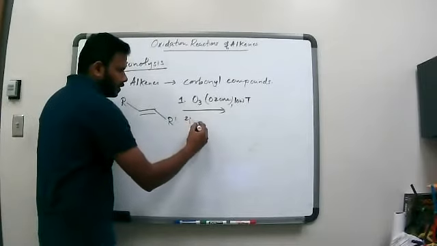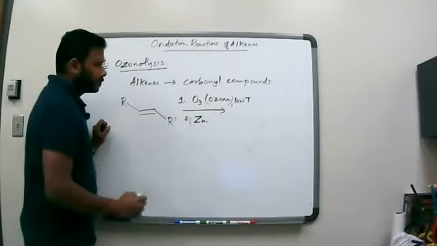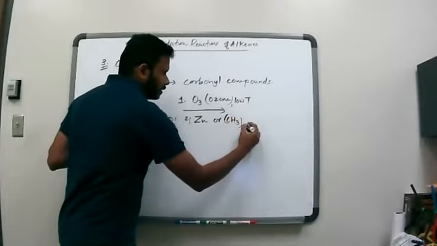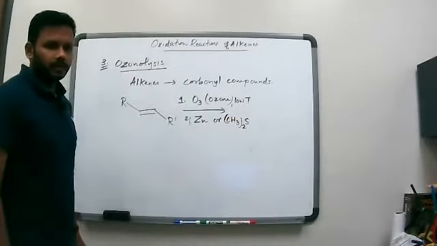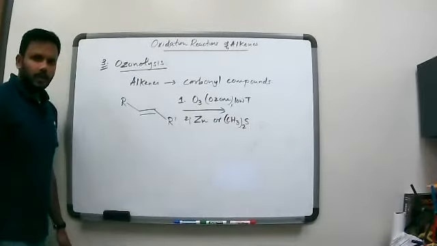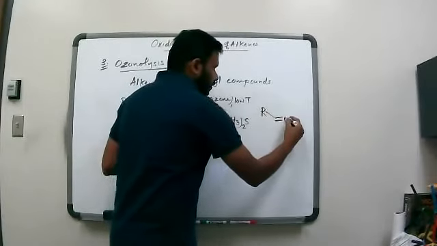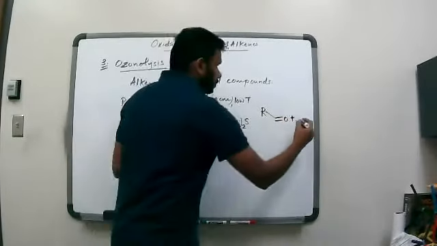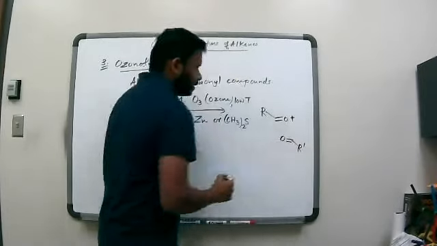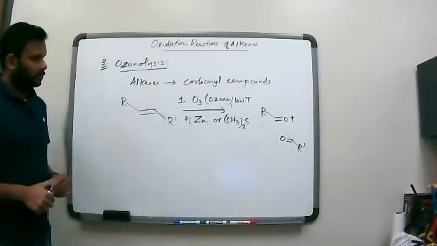And then secondly, you use a reducing agent. You could use zinc, or you could use dimethyl sulfide, one of those two. They're both reducing agents. And essentially what you get at the end of this is two aldehydes. Okay, we get that.